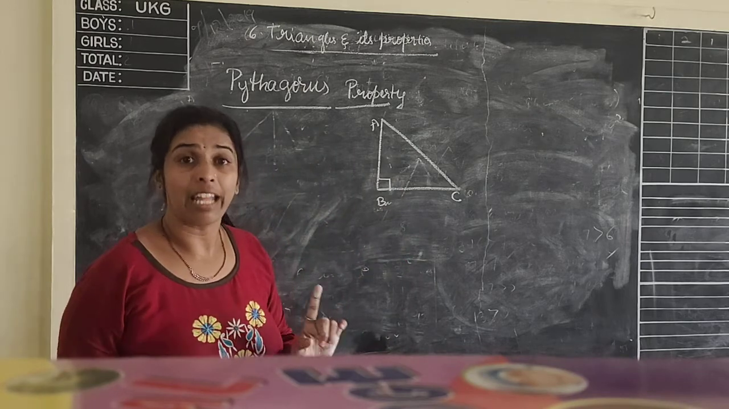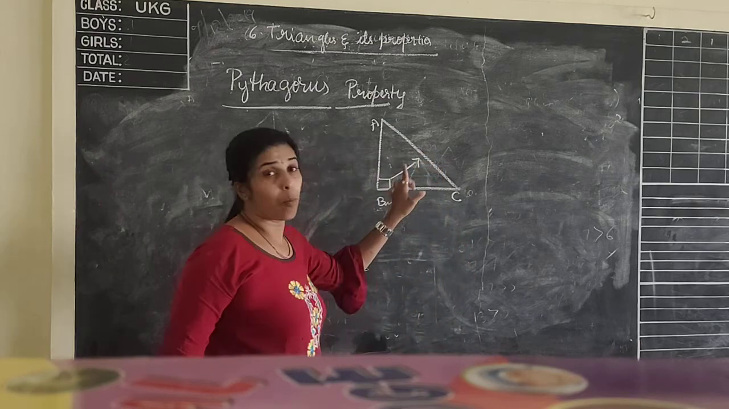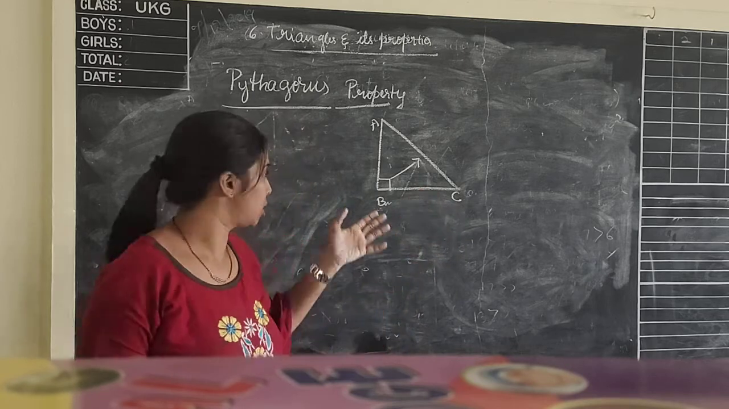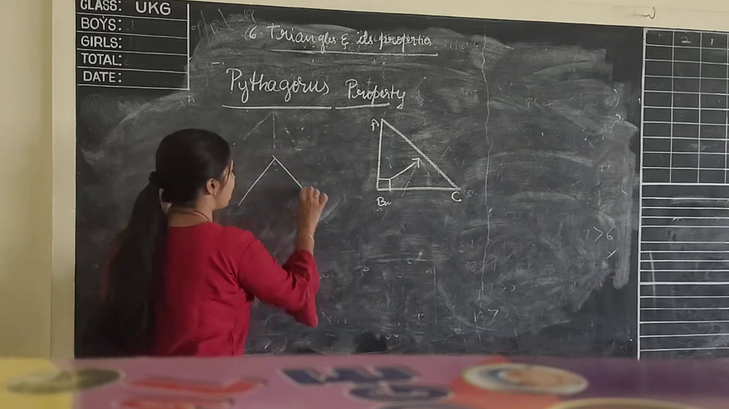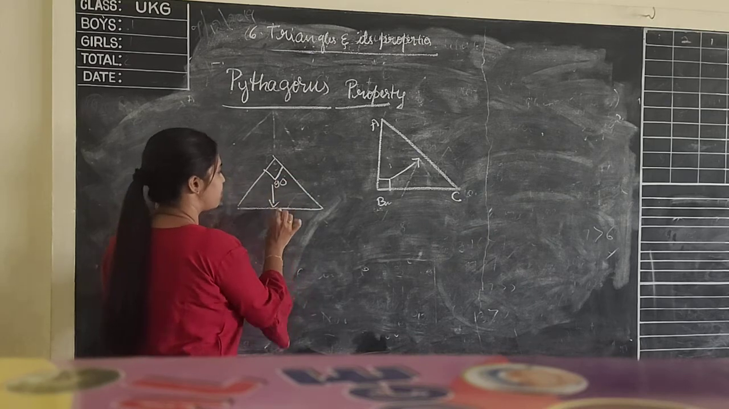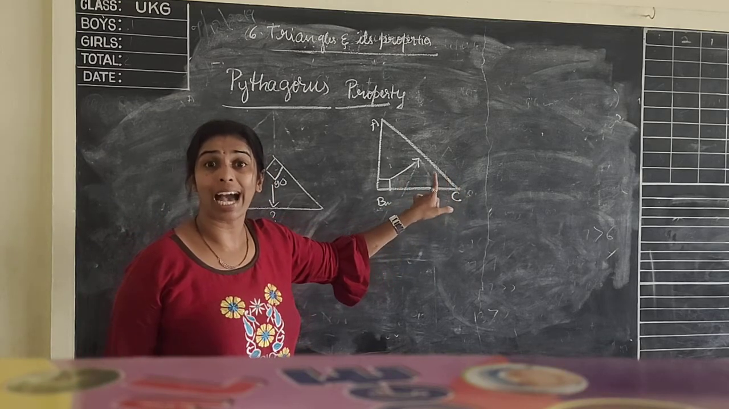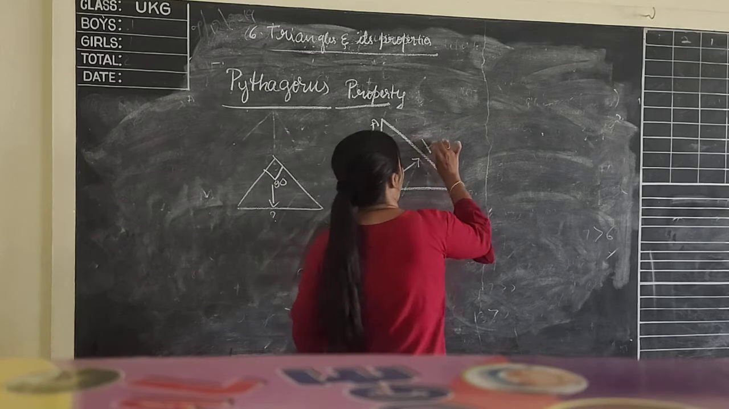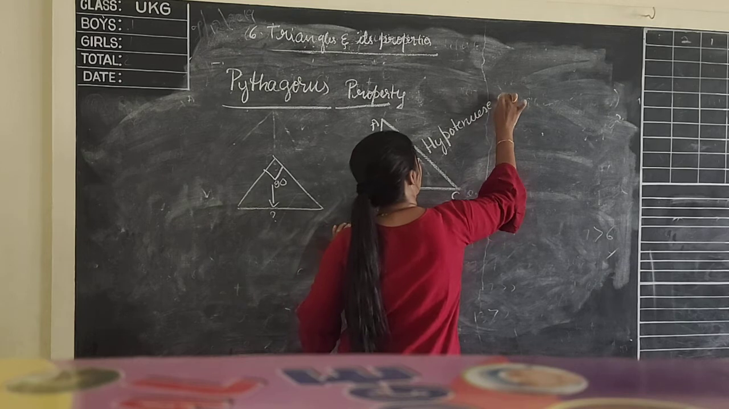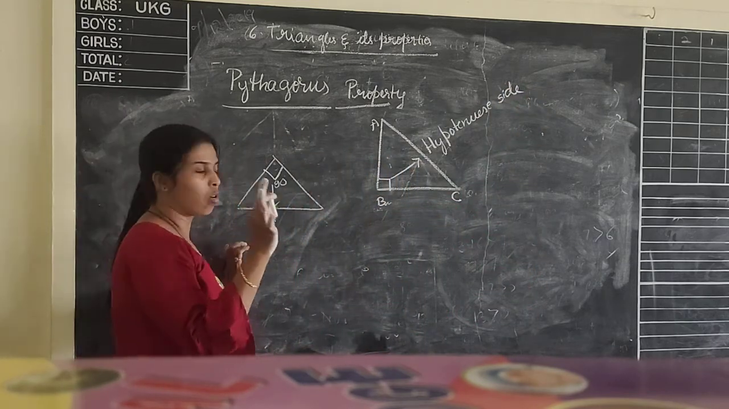This is 90. Now, opposite to 90 degree, which side is there? That is very important here. See, the diagram is given like this. This is 90. Opposite to 90, which side is there? That side is called the hypotenuse. Opposite to 90, any side, say not. This is the hypotenuse side.